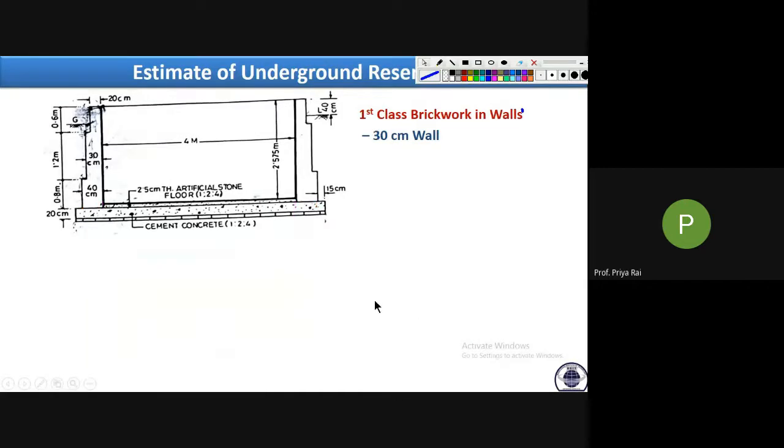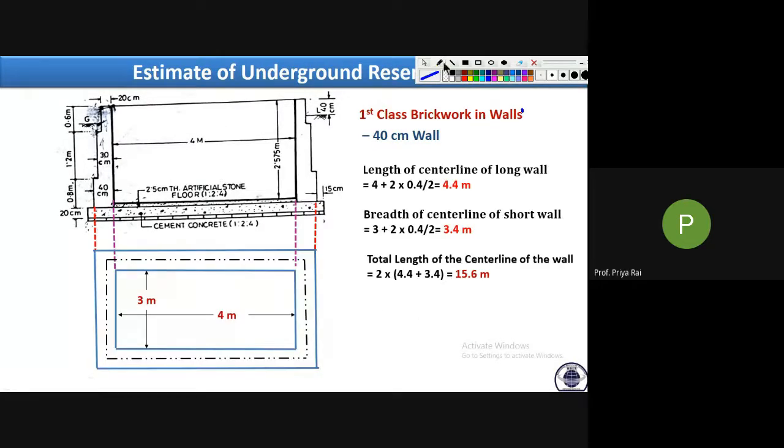Now calculate. See, for this I have not written the breadth. What will the breadth be? What is the breadth value and what is the depth value? Tell me. For the 40 centimeter wall, it's a brick wall, right? Brickwork, so meter cube. It's a volumetric work. Length we have calculated, which is 15.6. What will be the breadth? For the 40 centimeter wall, what is the breadth value? Breadth means thickness of the wall.